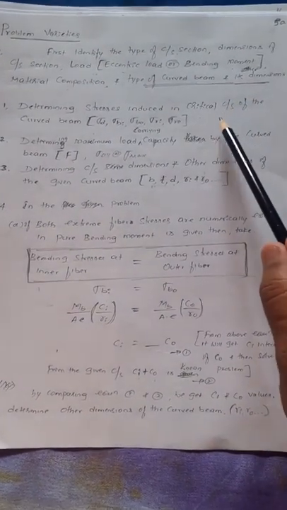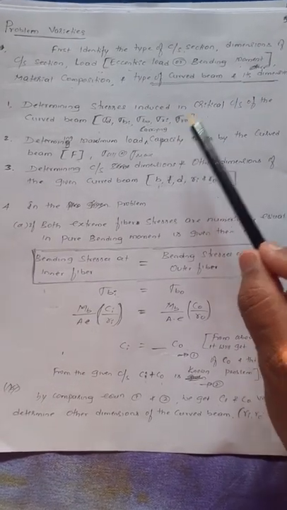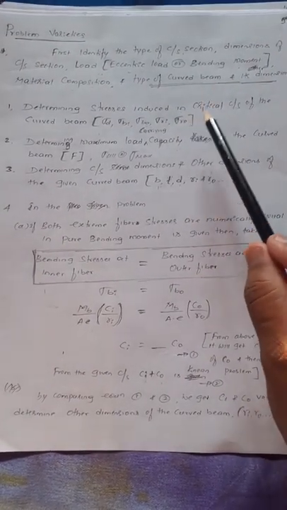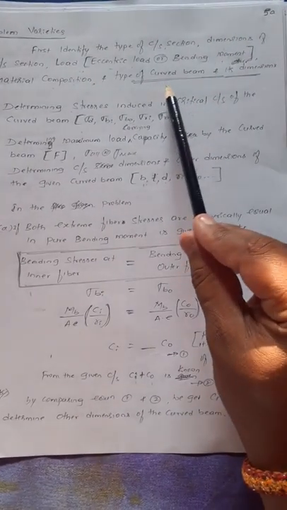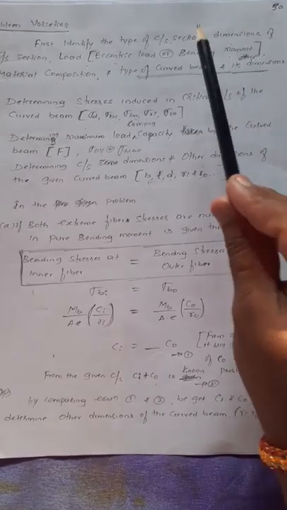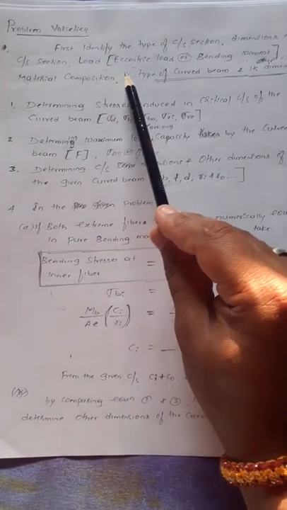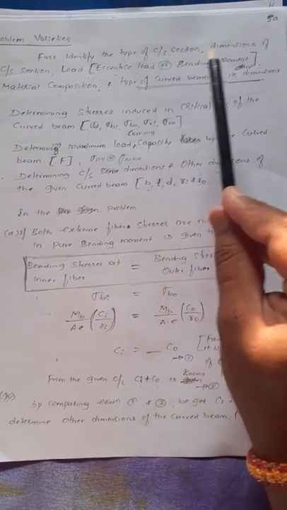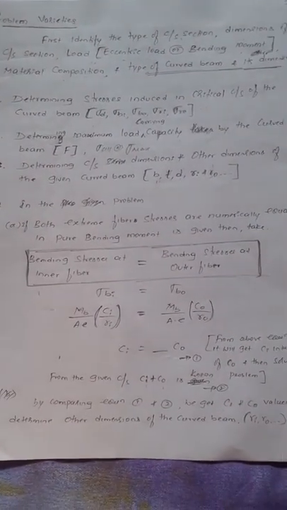One is that you have to determine the stresses induced in the critical cross section of the curved beam, by giving all the data. Before that, you identify the type of curved beam and its dimensions: what is the type of cross section, the dimensions of the cross section, and what is the load acting here, it may be an eccentric load or bending moment, or what is the material composition. There are 4 varieties of problems.